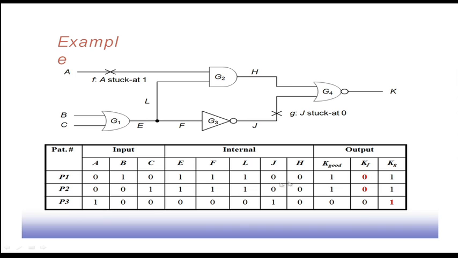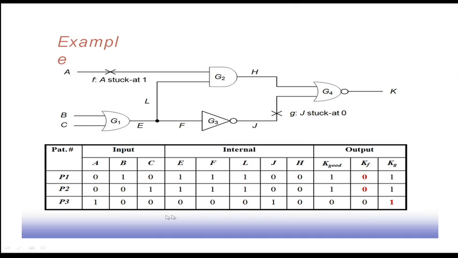For P3 also, we see that the good response is 0. However, P3 could not detect this particular fault, because the faulty response for P3 is also 0. So, it cannot detect this fault. However, it can detect the fault G. Okay, so K_G is 1.